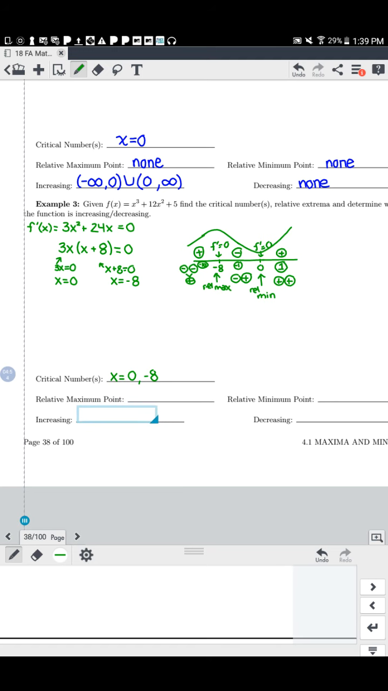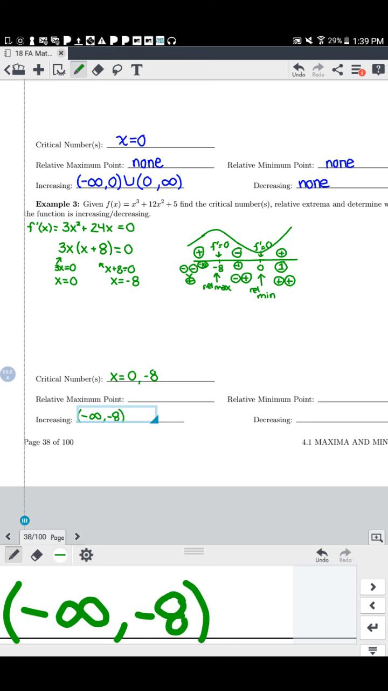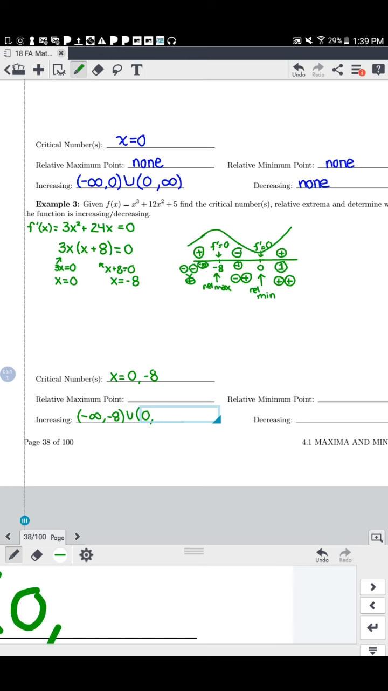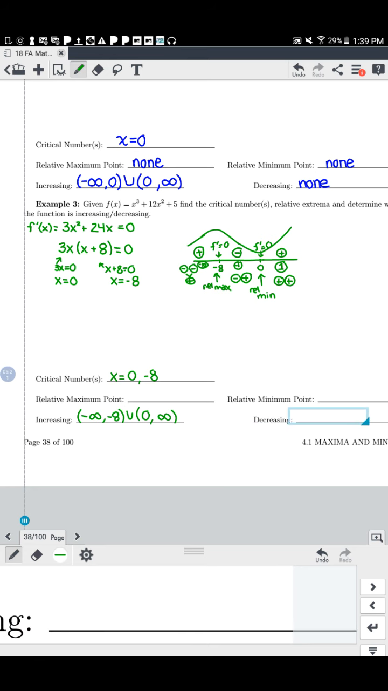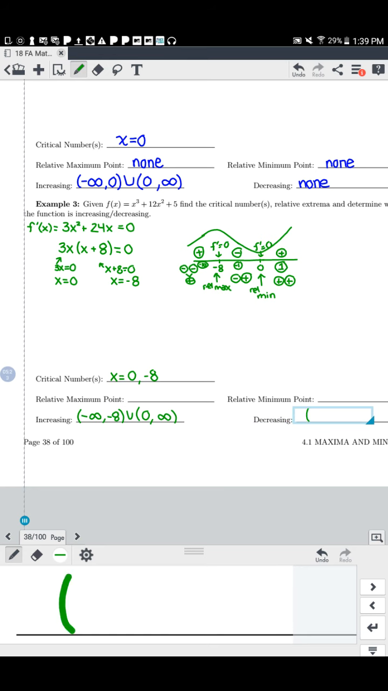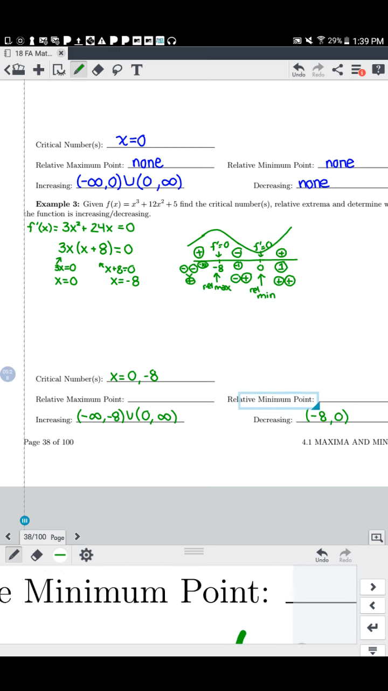Maybe I'll start with what's easier to fill in. I am increasing starting off at negative infinity, stopping off at -8. Remember, only critical numbers are in your answers for increasing and decreasing. Another place I have a positive derivative would be from 0 to infinity. We want to make sure we don't accidentally put one of our test values in here, and I didn't. My critical numbers were -8 and 0, and that's the only numbers besides infinity, so that should be in here. And I'm decreasing between my two critical numbers. -8 to 0 had a negative first derivative.